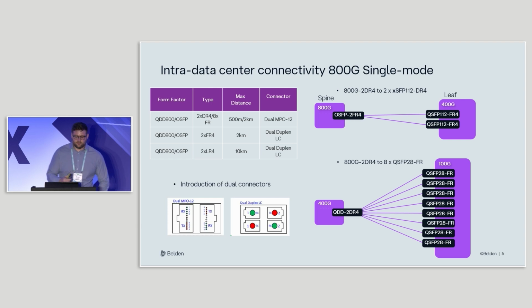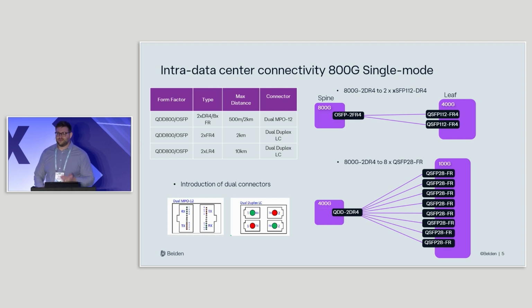The OSFP, the top optic, is a 2FR4, 2 kilometer. And one of the main things with the 800 gig optics here is that they have dual connectors in the transceiver itself. If you go back to 400 gig, it had single MPO or single duplex LC, whereas now it has 2 connectors, so dual MPO or dual LC. The 2FR4 on the top has the dual LC, which allows you to connect to the QSFP112, which is the 4 by 100 PAM4.